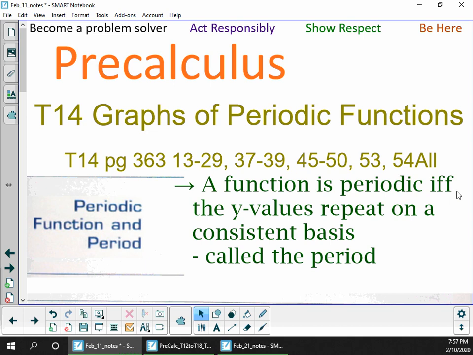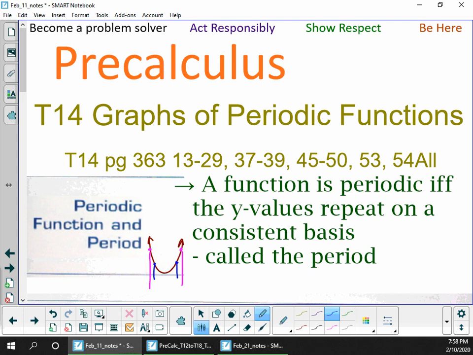Take a parabola, for instance. A parabola. Do the y values repeat? Yes, but this is not a periodic function. And the reason I say that is, well, this y value and this y value repeat on that set of x's. But this y value and this y value repeat, but that's on a different set of x's. When the y values repeat, they have to repeat by the same amount of x's, or the same amount of time.